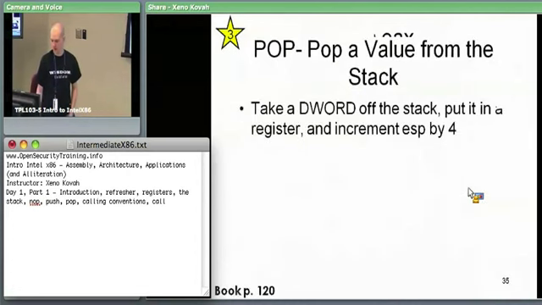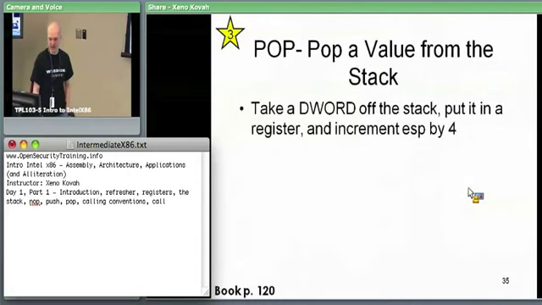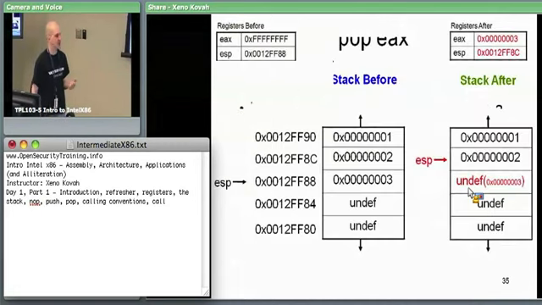All right. And then the corollary to push is pop. So if you want to take something off the stack, you just use pop. And pop can take whatever's on the top of the stack, whatever ESP is pointing to right now, take it off and put it into whatever register you specify, and then increment ESP by 4 in order to move it up and start pointing at a different point of the stack. So exact same thing backwards.